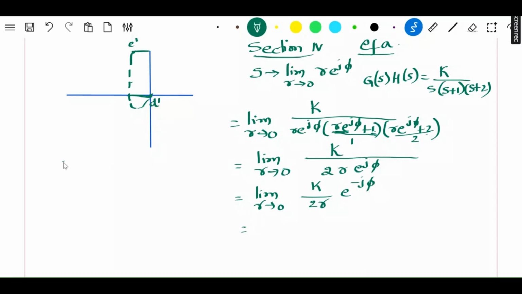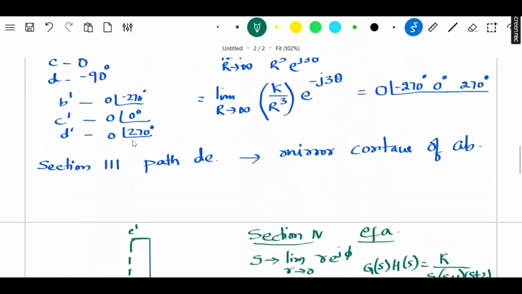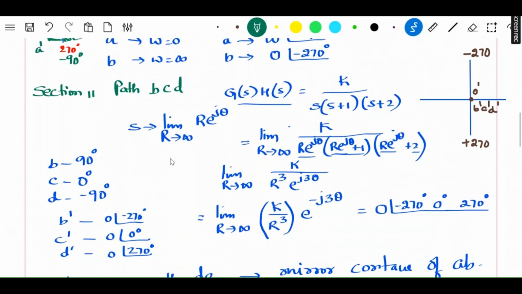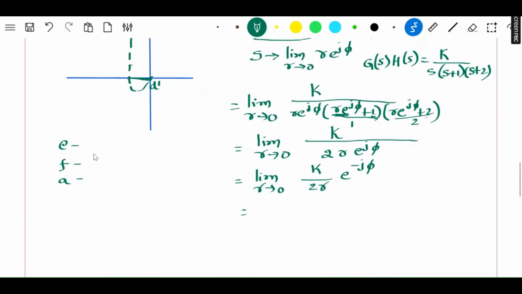So we should know what is the angle at E, F and A. If you look into angle at E, go back and look into the initial trace. The angle at E and B, it is one and the same, it is minus 90 degree. Angle at F and C is nothing but 0 degree. Angle at A and B is nothing but 90 degree. So therefore angle at E is minus 90 degree. Angle at F is 0 degree. Angle at A is plus 90 degree.